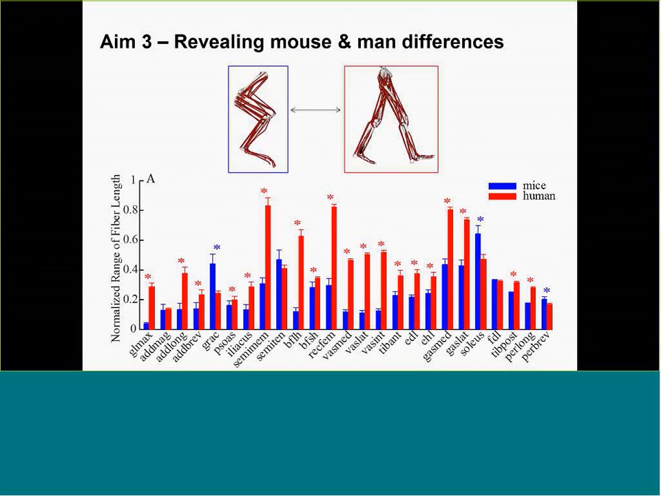And then for Aim 3, one thing that we've been looking at in terms of mouse to man differences, we're doing across the scales from large biomechanical to effects of different inflammatory profiles. This is an example of looking at the muscle fiber behavior in human gait versus mouse gait. So mice are blue, humans are red, and what we can see very clearly is that muscles are used very differently between the mouse and the human, which may play a big role in why a mouse muscle may be ultimately damaged differently than the human.